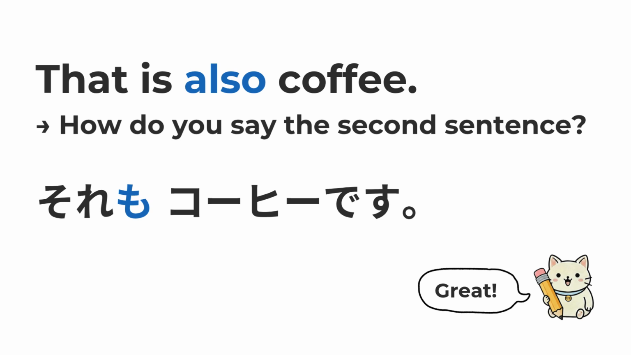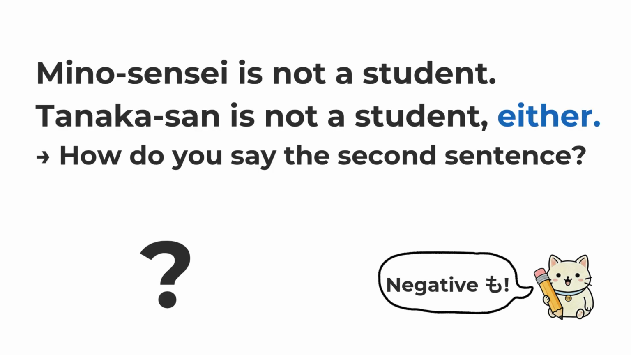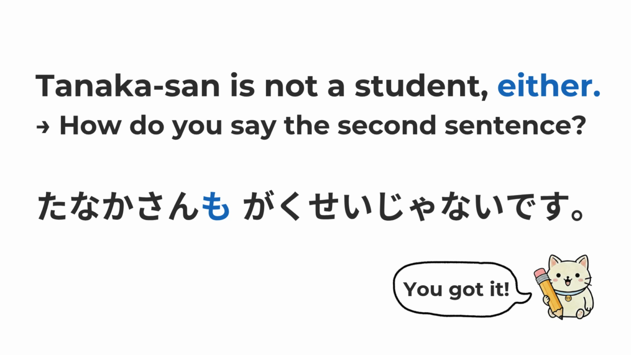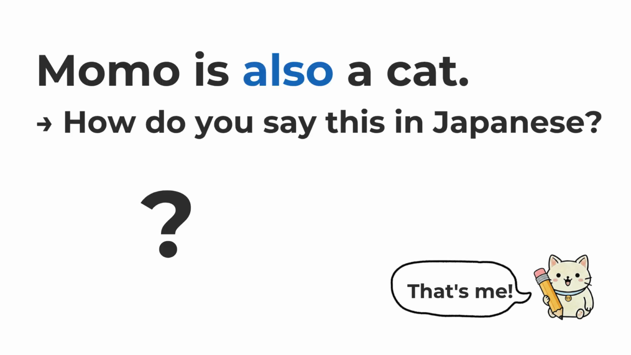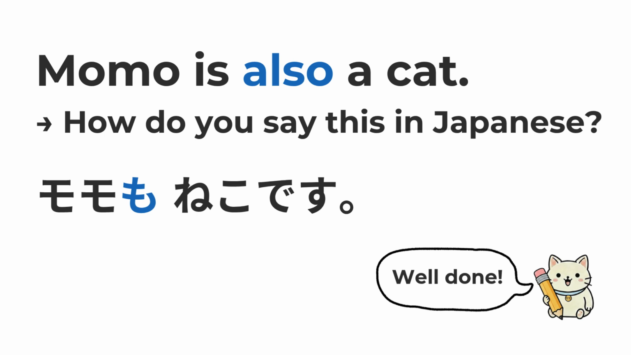Great. Now a negative sentence. Mino sensei is not a student. How do you say, Tanaka-san is not a student either? Pause and try. 田中さんも学生じゃないです。 Tanaka-san is not a student either. You got it. Last challenge. How do you say, Momo is also a cat? Pause and try. ももも猫です。 Momo is also a cat.